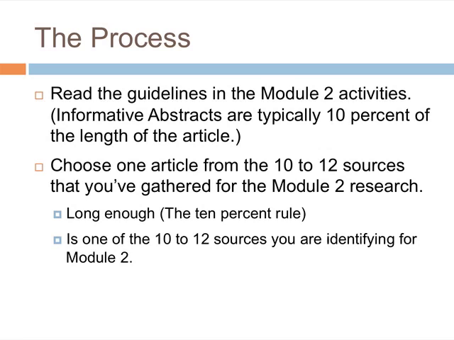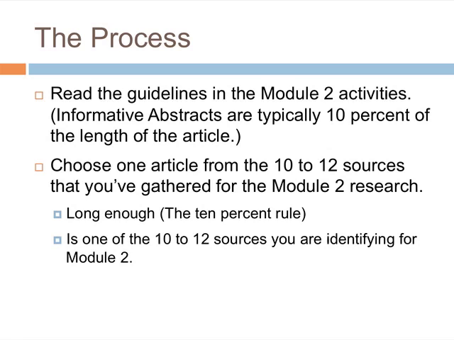Now, the process that you're going to be working with, you're going to read the guidelines in the Module 2 activities if you haven't already, but so that you know, informative abstracts are typically 10% the length of the article. So if you have a 10-page article, you're looking at about a 1-page informative abstract. Think around those lines. This is a big difference between annotated bibliographies and informative abstracts. Informative abstracts are 10% the length of the article. Typically, it can be a little high, a little low, but think in that general term.